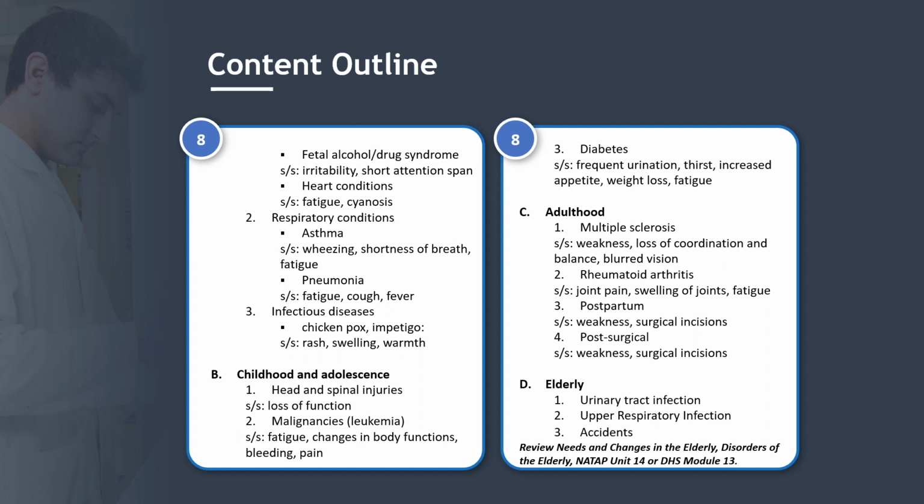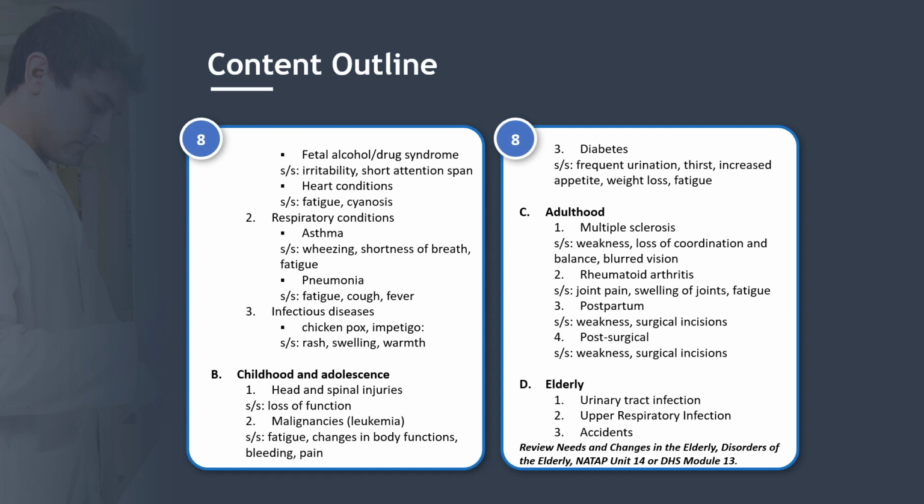Childhood and adolescence. Head and spinal injuries. Signs and symptoms: loss of function. Malignancies such as leukemia. Signs and symptoms: fatigue, changes in body functions, bleeding or pain. Diabetes. Signs and symptoms: frequent urination, thirst, increased appetite, weight loss, and fatigue.